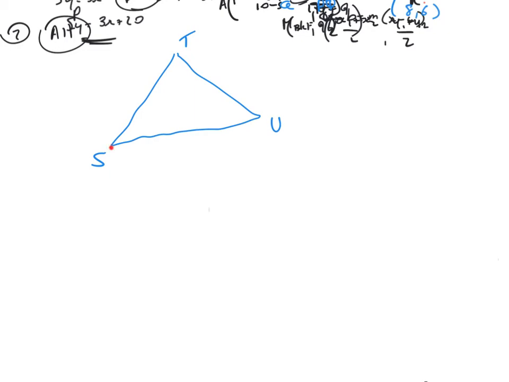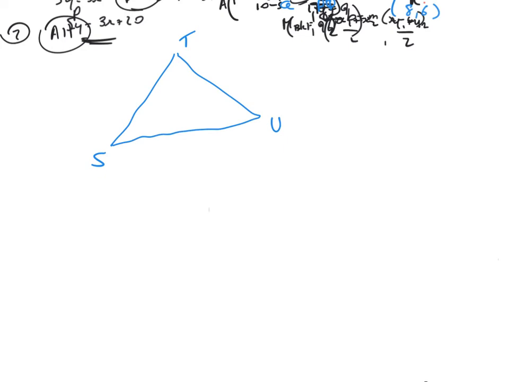So if I want to find the perpendicular bisector that cuts TU, I can't say that it goes through the point S. If I want to find the perpendicular bisector of SU, similarly, I can't say that it comes from the point T. I can't rely on that. And same here with U. So we're going to find the perpendicular bisector of TU.